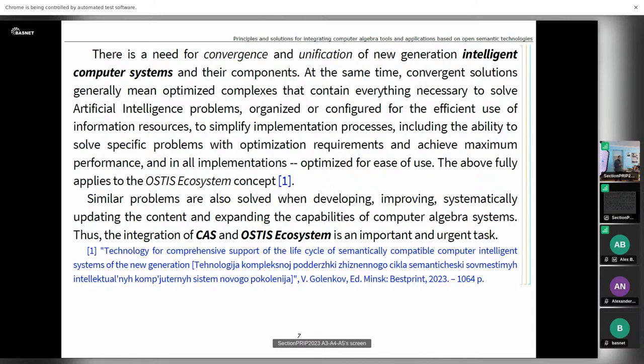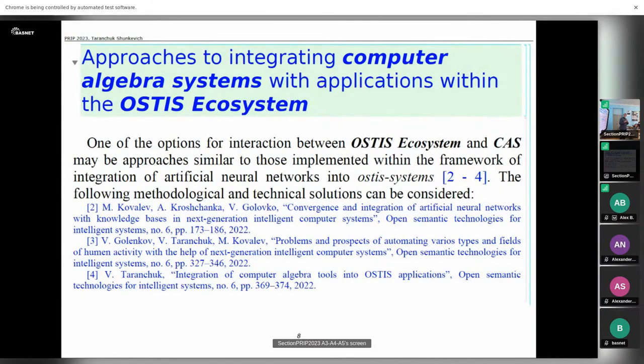When we're talking about integration, there are several ways of that integration. Of course, we can integrate different systems like we do nowadays, just using special APIs or developing special models which will integrate different systems. According to the unified platform of open semantic technologies, there are three main ways. Now we will talk about them. These three ways may be used not only for computer algebra systems. The same situation is with other modern technologies and models. For example, as you can see here, one of our important works is directed at the integration of artificial neural networks into OSTIS systems, that means systems based on open semantic technologies. But today we are talking about computer algebra, and let's consider this case.